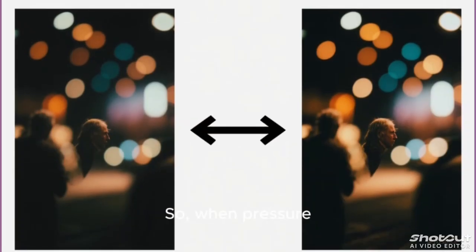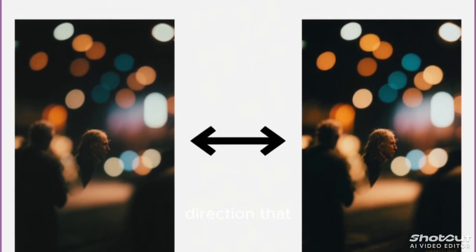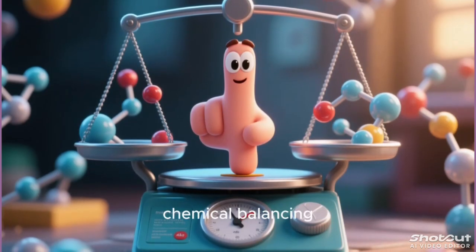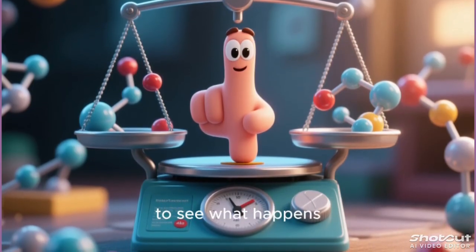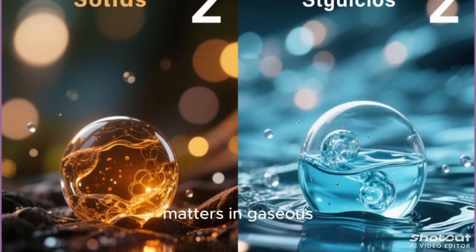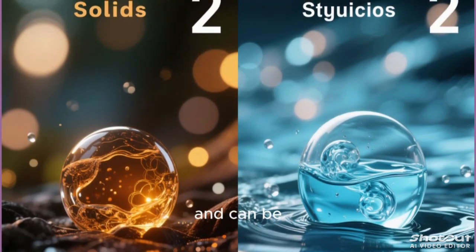So, when pressure changes, the equilibrium will shift in a direction that helps to minimize that pressure change. It's like a chemical balancing act. And today, we're putting a thumb on the scale to see what happens. Now, the effect of pressure only matters in gaseous reactions because gases have volume and can be compressed or expanded. Solids and liquids, not so much.